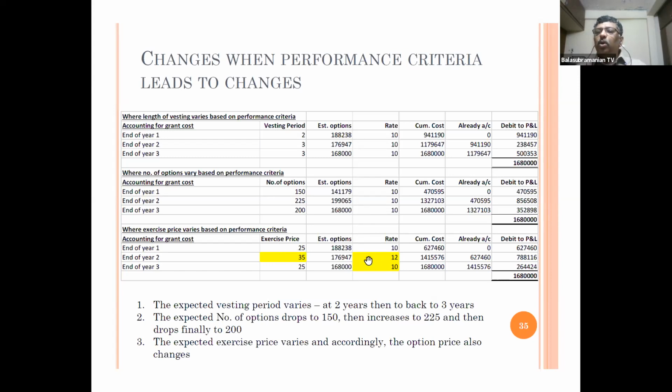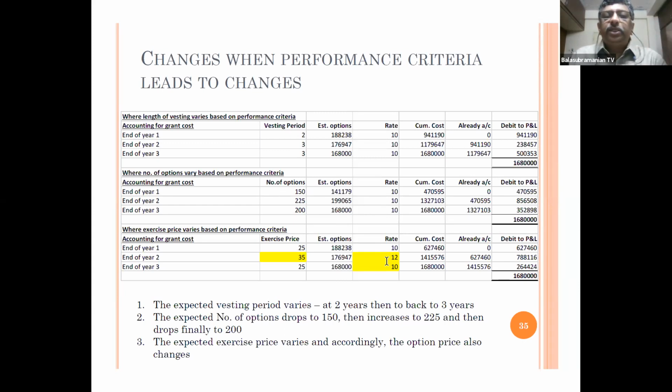Now, this I have highlighted in yellow because there is something critical here to look at. When the exercise price changes, your option value changes. So please see, everywhere else we have used the same 10 rupees, whereas here it is changing. Now, in a state like this, a valuation of the option value is required to be performed again. Now, I said normally in an ESOP, you do the option valuation at the time of grant. You don't have to re-perform option valuation every year.